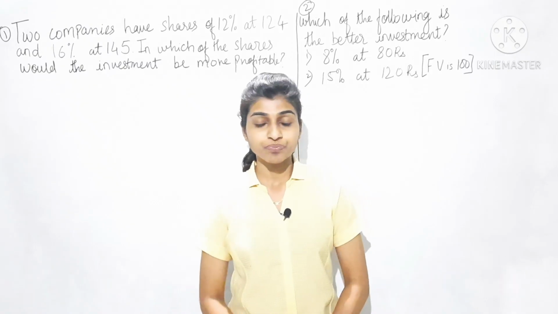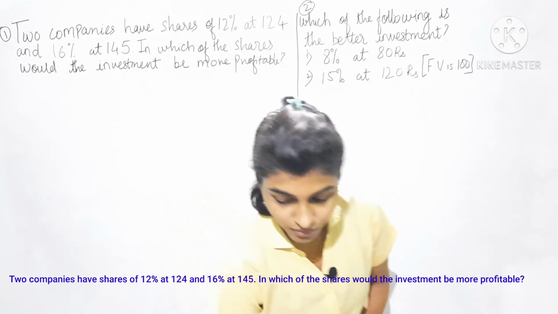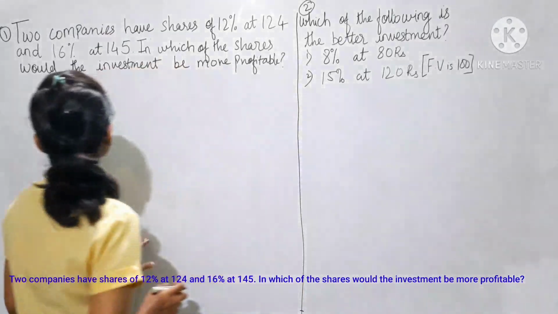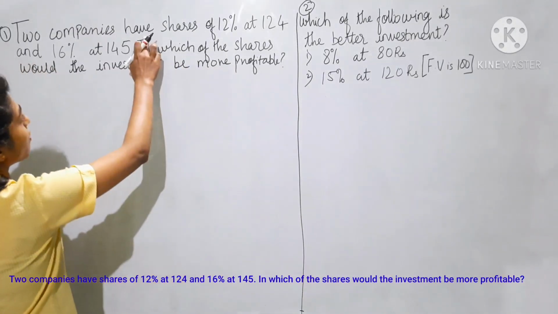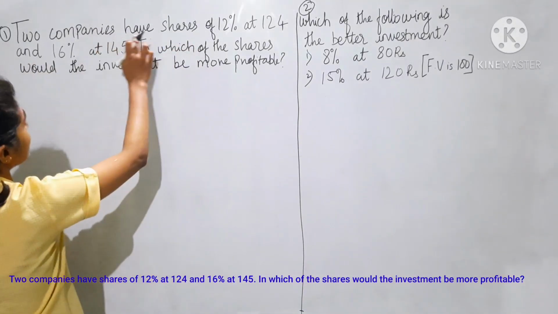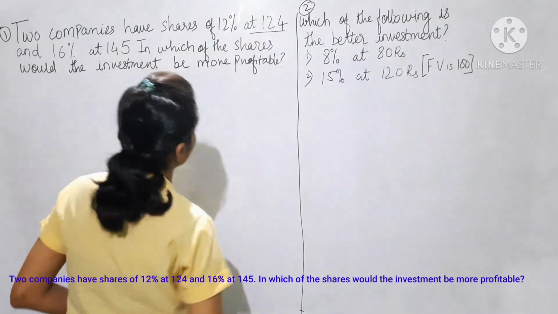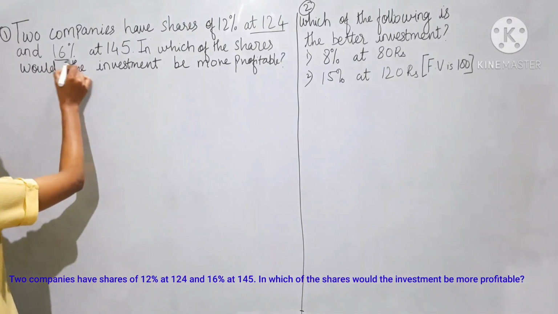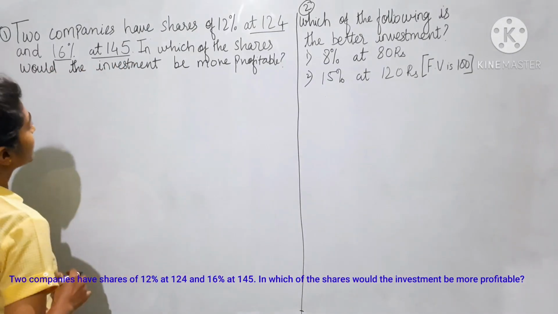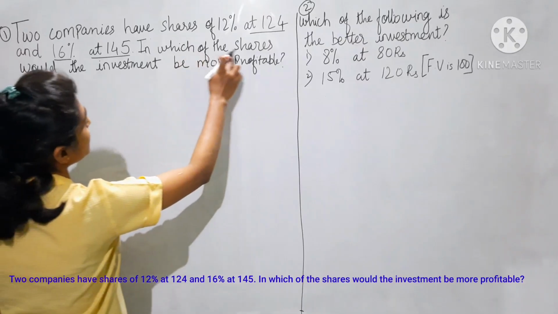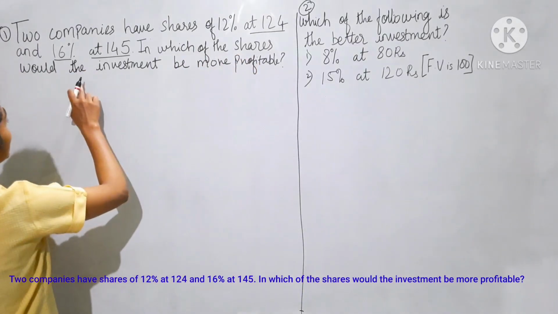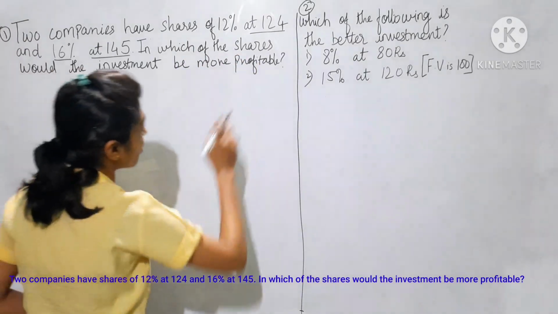So let's see the first example. Two companies have shares of 12% at 124 and 16% at 145 rupees. In which of the shares would the investment be more profitable?